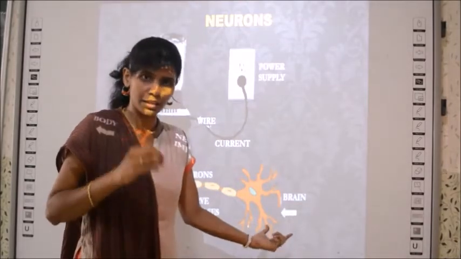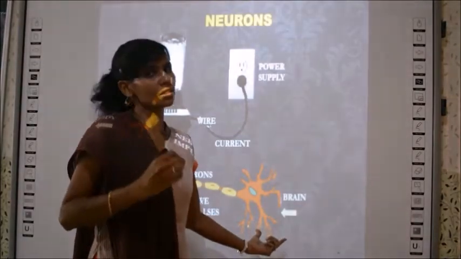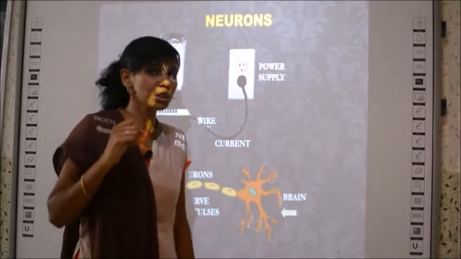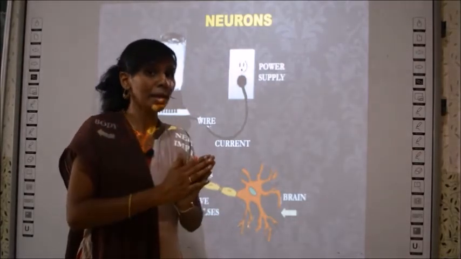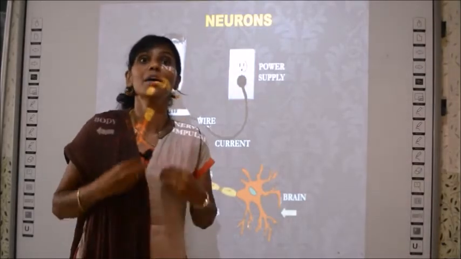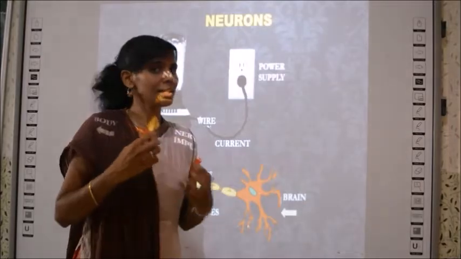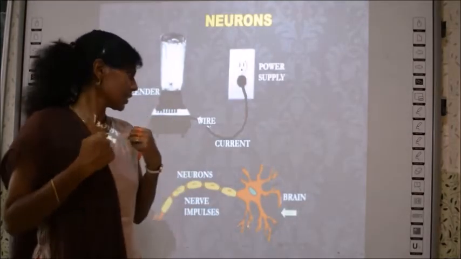I repeat again, the functional unit of the nervous system. Why do we use the word functional? Because only in their presence can the nervous system function, otherwise it will not function. So they are called the functional units of the nervous system.